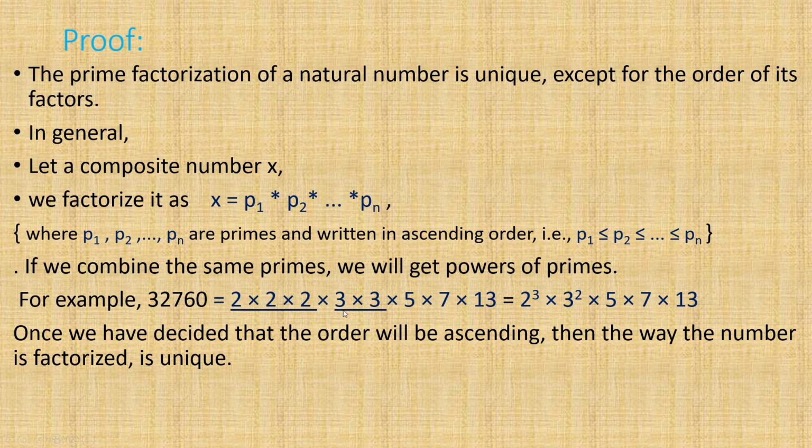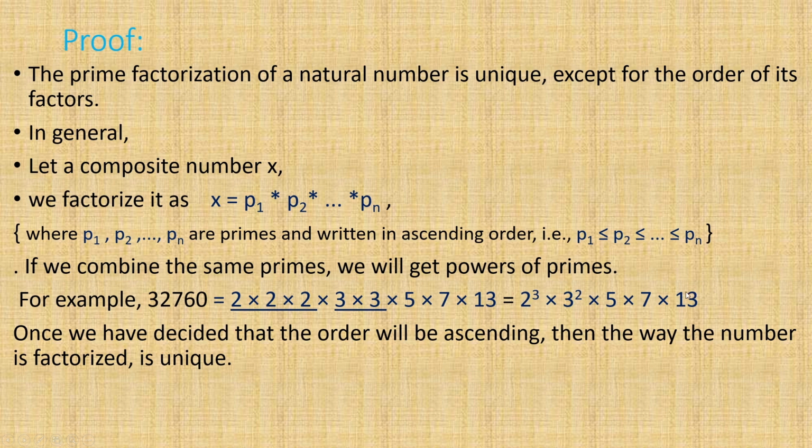Okay, so all these are written in ascending order. P1 is less than or equal to P2 is less than or equal to and so on up to Pn. So all these are written in ascending order. Same numbers we multiply. That is 2 into 2 into 2, 2 cube, 3 into 3, 3 square, 5 is there, 7, 13, like that. We write all the prime numbers in ascending order and we multiply the same prime numbers.